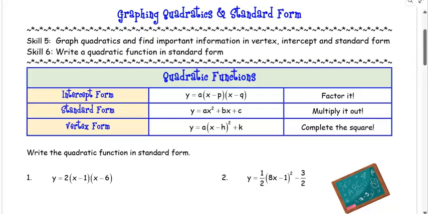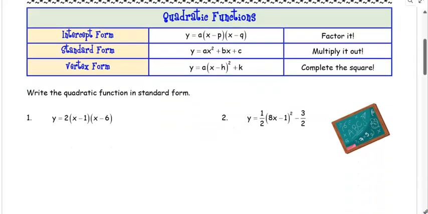We have standard form. Standard form, y is equal to ax squared plus bx plus c. When I ask you to put something into standard form, I want you to multiply it out. And then we have vertex form. Vertex form, we're going to get into a little bit tomorrow. If we want to put something into vertex form, we want to complete the square. So let's practice moving from one form into standard form. Again, putting something into standard form means to go ahead and multiply it out.